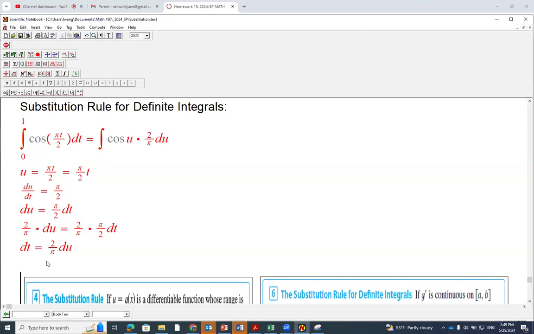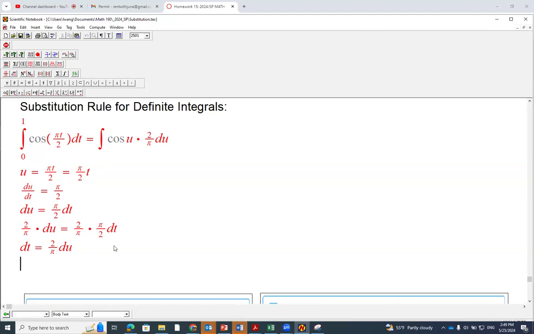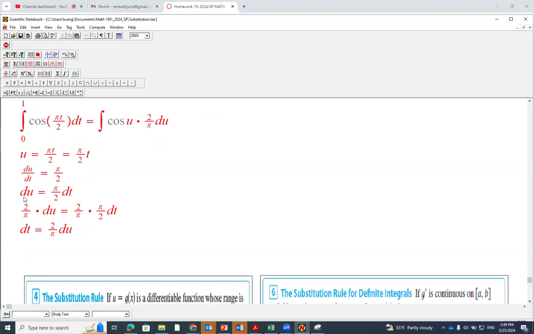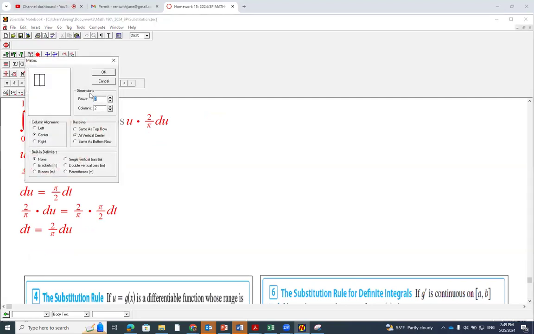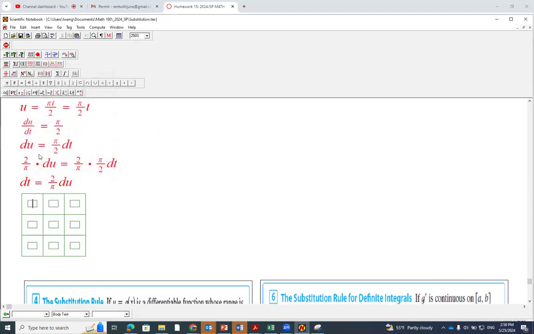So now we're going to make a table. I'm going to show you the table. Maybe 3 rows and 3 columns; if we don't need it, we can just reduce it. So for t and u, t is from 0 to 1.